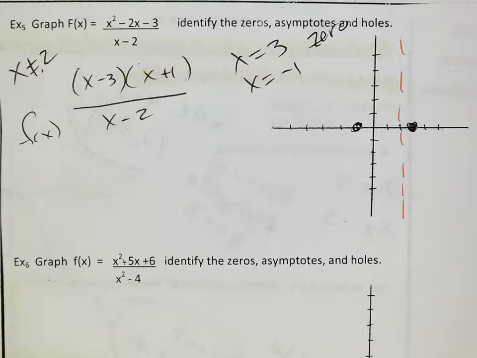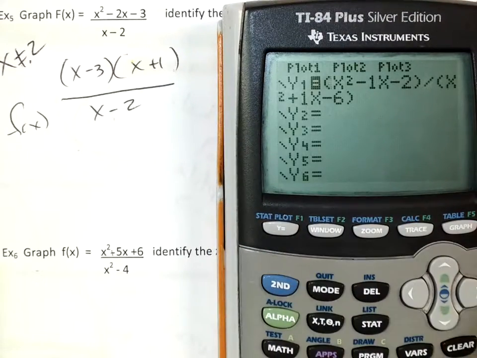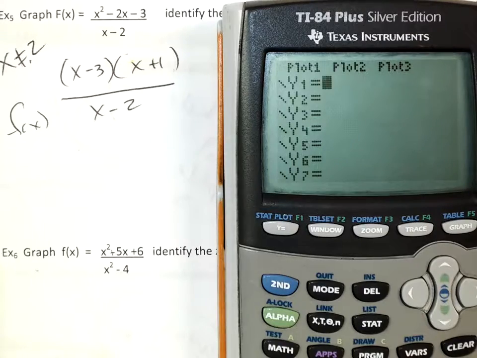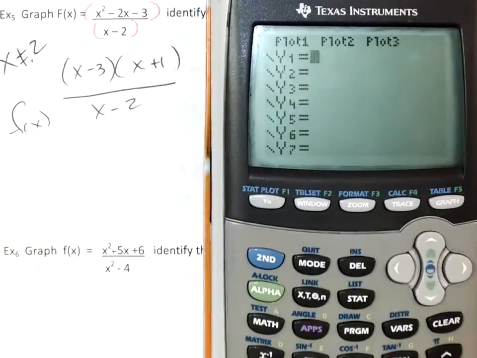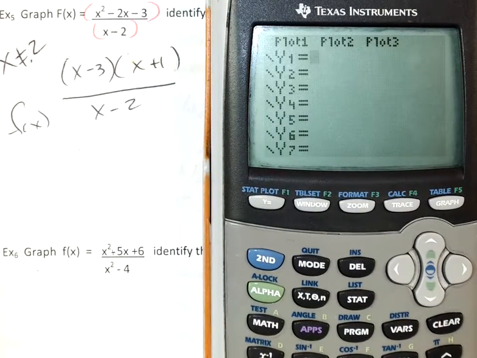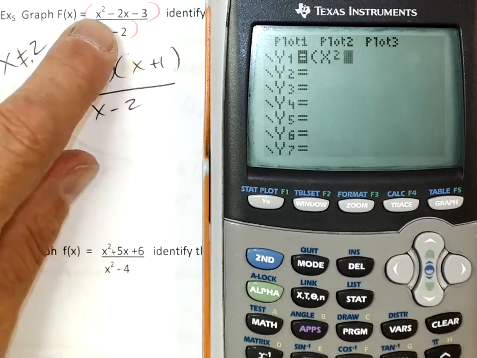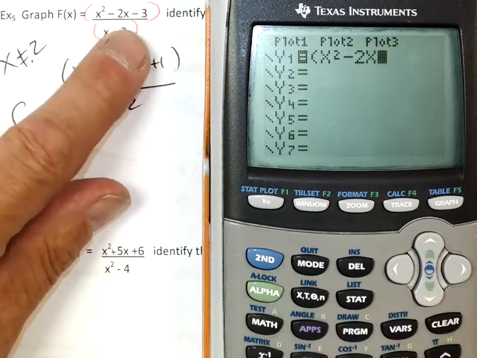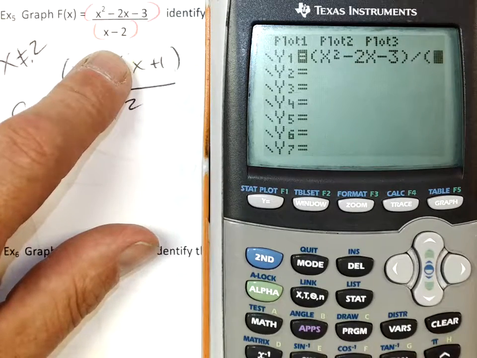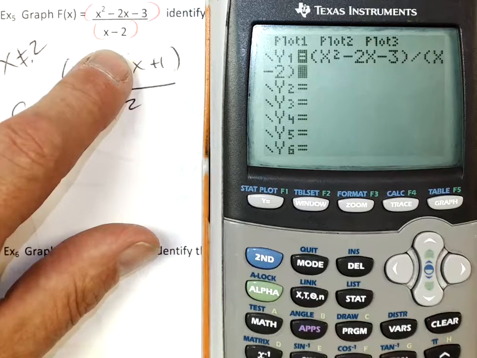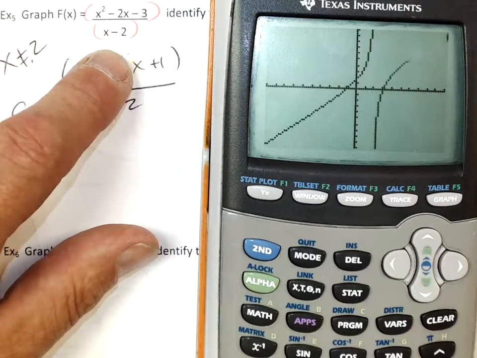Okay, so to graph it, go y equals, let's put it in my window, y equals, clear that. Now I will use parentheses, right? Got to use parentheses because I need my entire top divided by my entire bottom. So I'm going to go parentheses, x squared, subtract 2x, subtract 3, divided by parentheses, x, subtract 2, graph it.